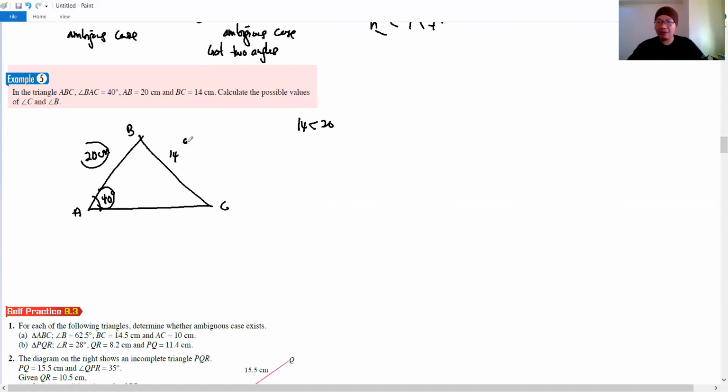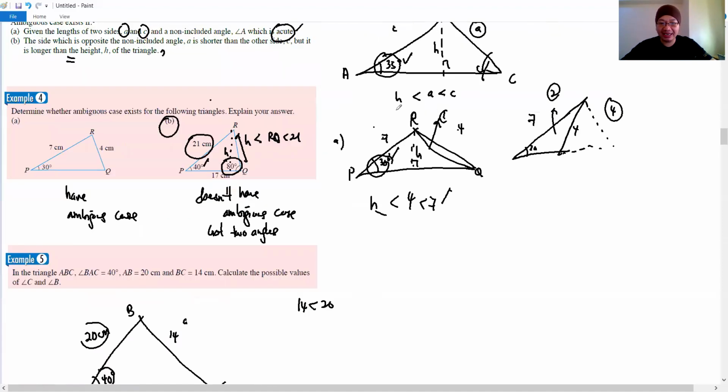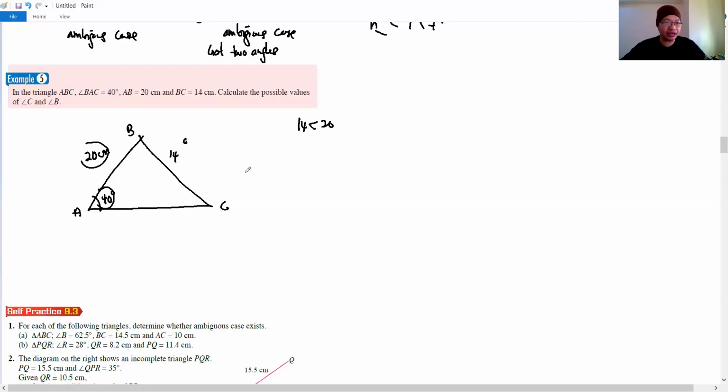So this one, we can make a conclusion. This triangle has the ambiguous case. That means we are going to have two different answers here. Okay, how do we solve the problem? Number one, by using the similar diagram first, the first triangle. Okay, the first triangle like this. So we need to check the partner. So 40 degrees partnering with 14 and angle C here partnering with 20.